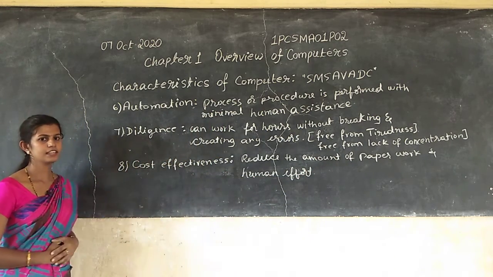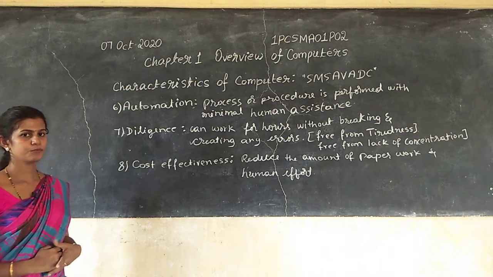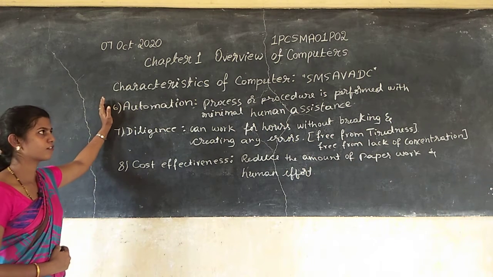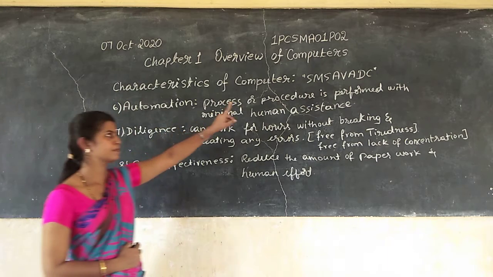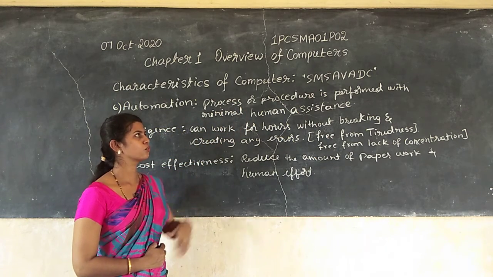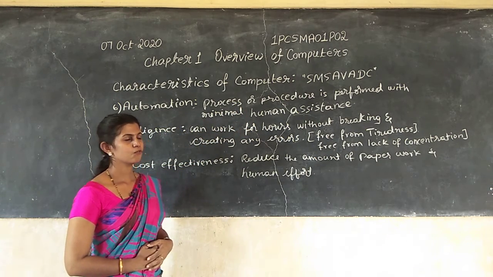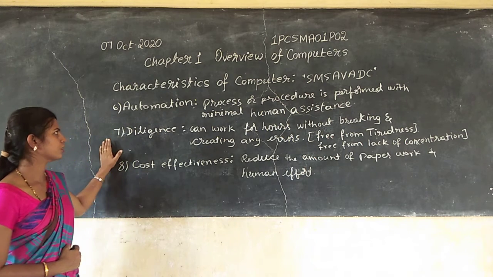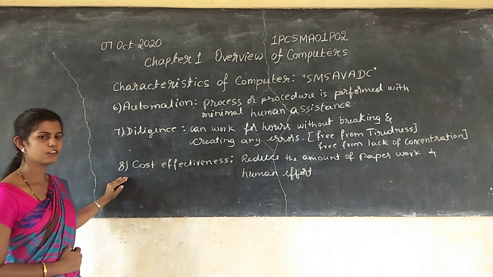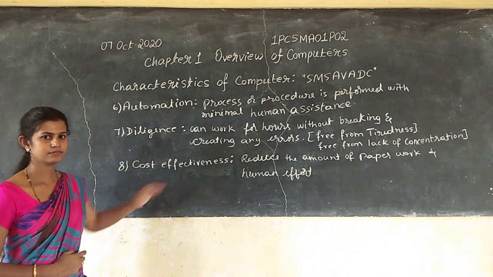So these are the characteristics of computers. The characteristics of computers are speed, memory, storage, accuracy, versatility, automation, diligence, and cost effectiveness.